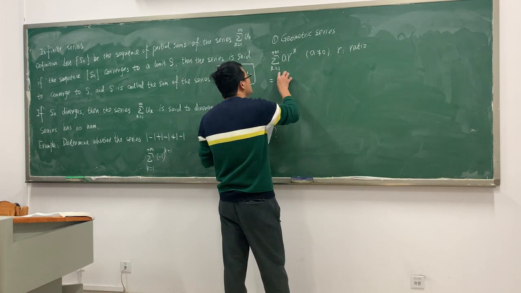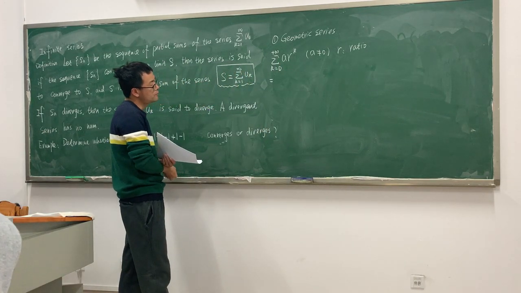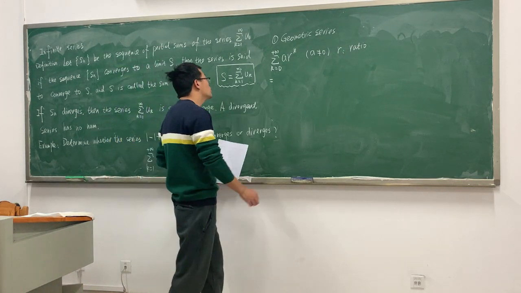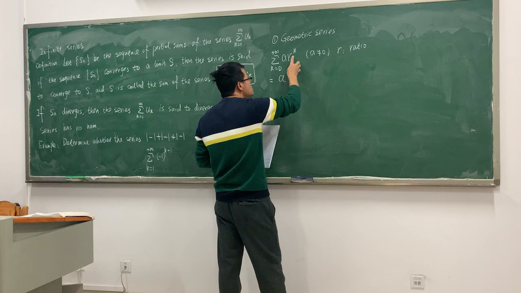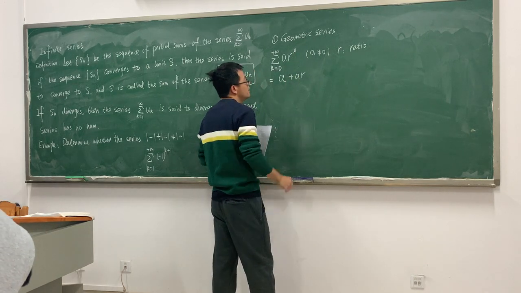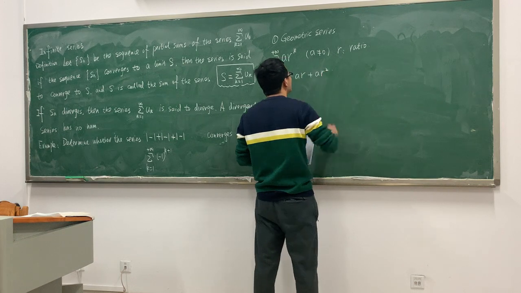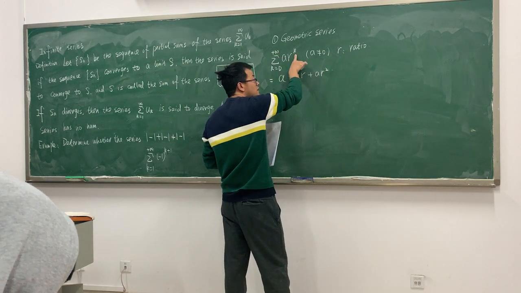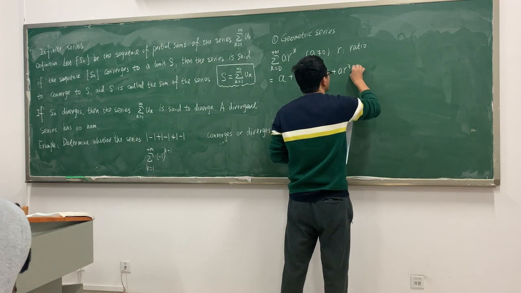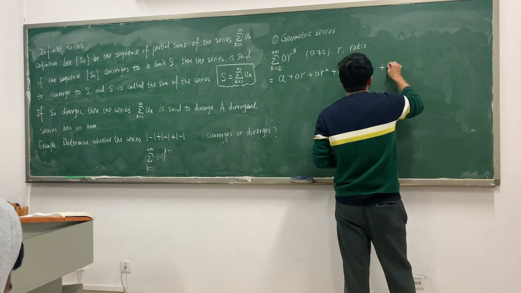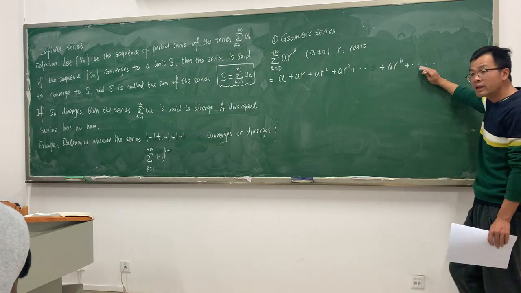Here K runs from 0. When K equals 0, the first term is A. When K equals 1, it is AR. When K equals 2, it is AR squared, so plus AR squared. When K equals 3, it is AR to the power 3, and so on. When K equals K, it is AR to the power K. So it is in this form.